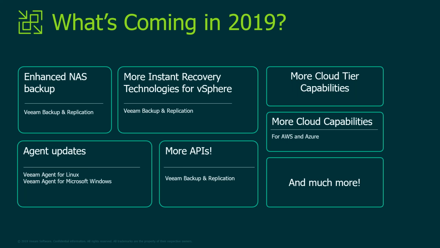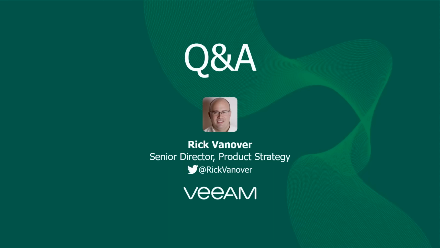Enhanced NAS backup is coming to Veeam Backup and Replication, more instant recovery techniques, agent updates to both Windows and Linux agents, more APIs, more cloud capabilities, and more. So a lot is still coming here in 2019. We gave a sneak peek of some of that at VeeamON. Stay tuned for more. And with that, I'm going to go ahead and go to Q&A.